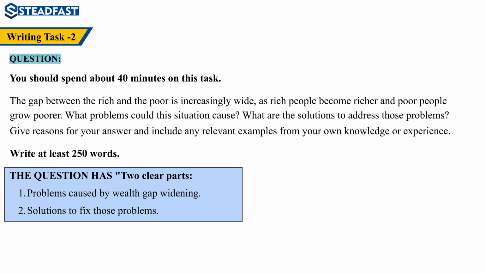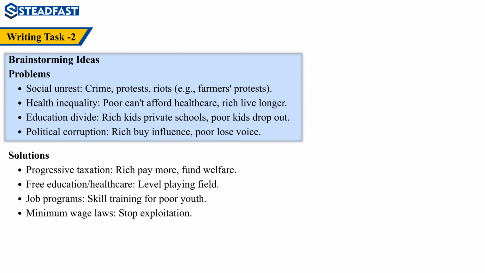Here the question has two clear parts. One is the problems caused by the widening wealth gap, and next, solutions to fix those problems. Now let's look into the brainstorming ideas. First, for problems: social unrest, like crime, protests, rights. The next one, health inequality. The poor cannot afford healthcare, the rich live longer. Education divide. Rich kids are doing their schooling in private schools and the poor kids are remaining as dropouts. Next, political corruption. The rich buy influence, the poor lose their voice.